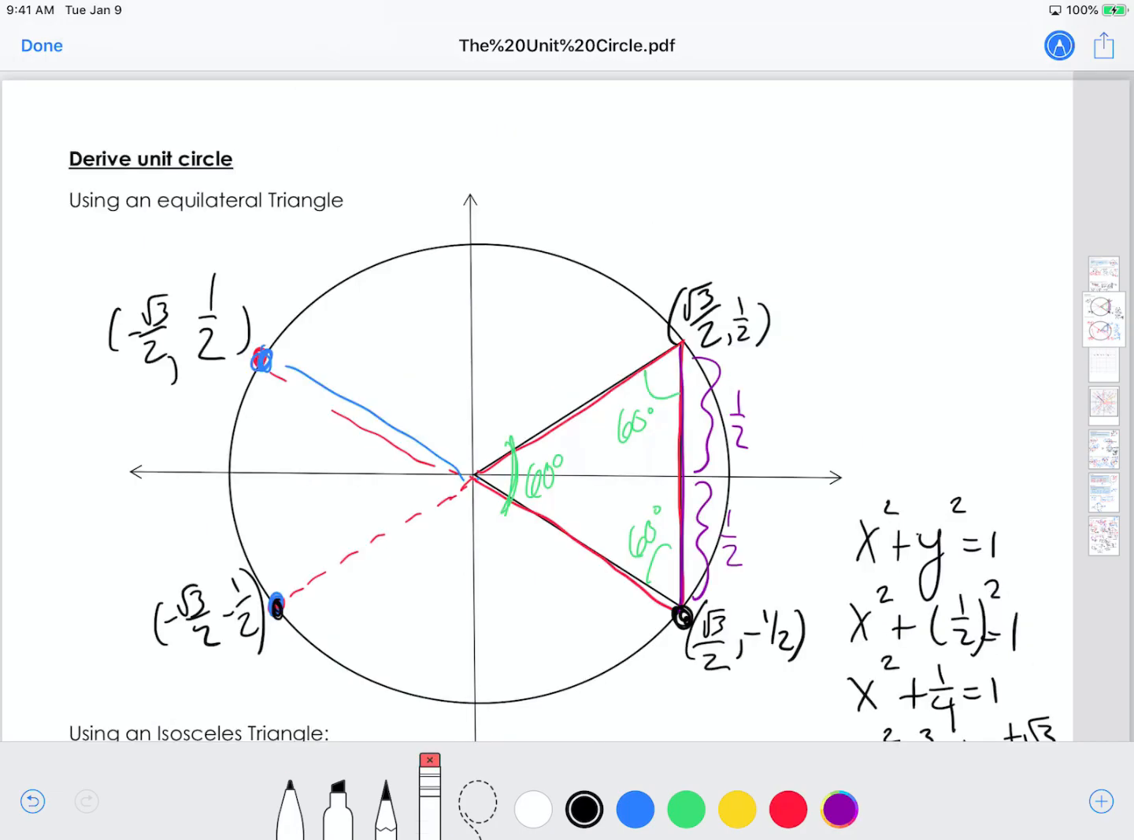Okay, now I'm going to erase some of this stuff so that I can show you something else. I'm going to erase this.